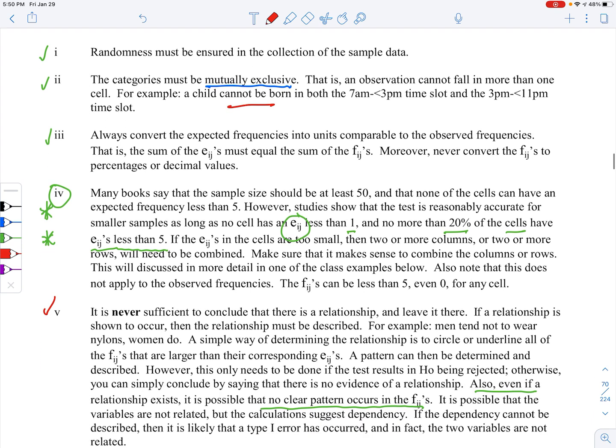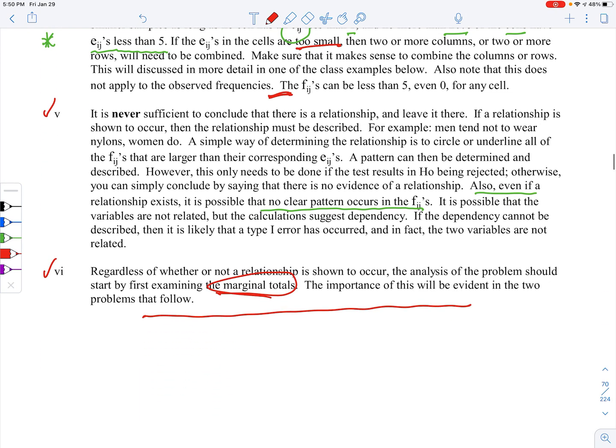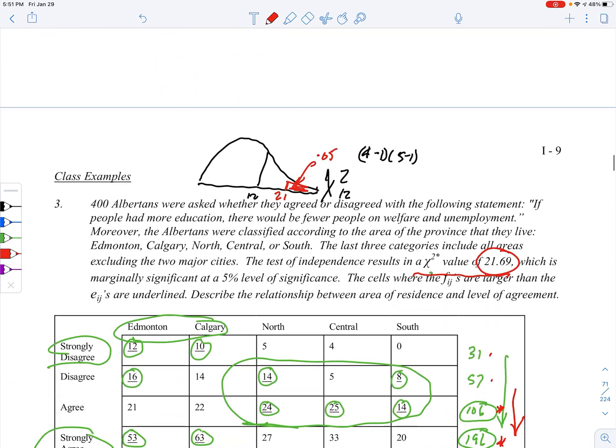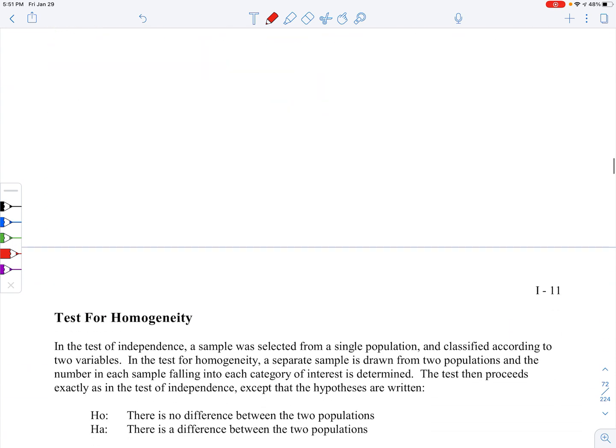Categories mutually exclusive. Always make sure that your Eij's sum up to your Fij's. Check to see that you don't have too many small Eij's. And then when you come to describing the problem, start with the marginal totals and then describe a relationship if one exists. If one does not exist, then you just simply state that. So those are some important things going forward.